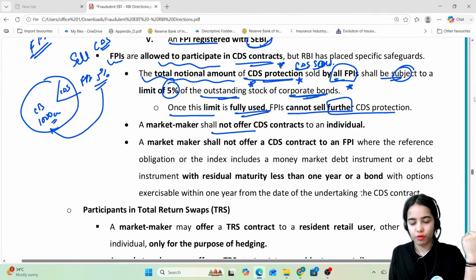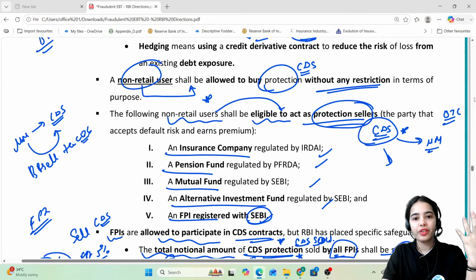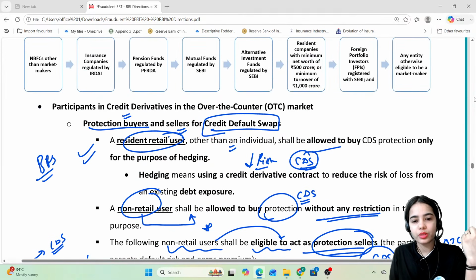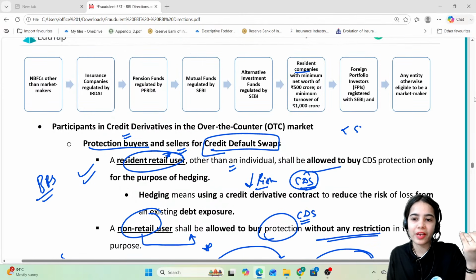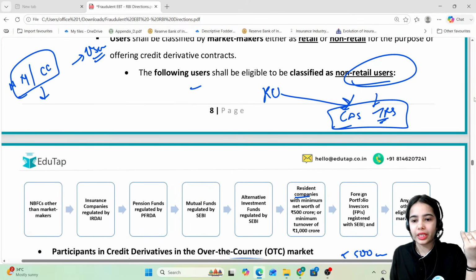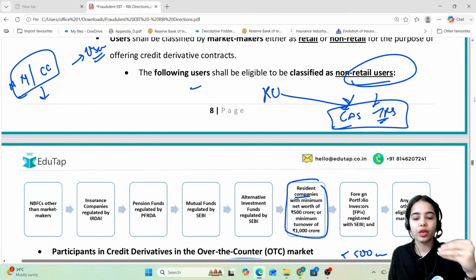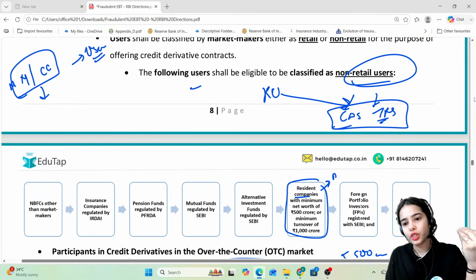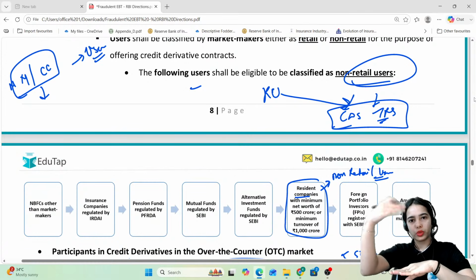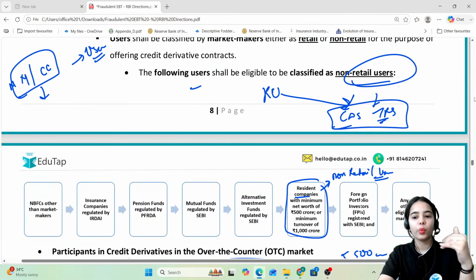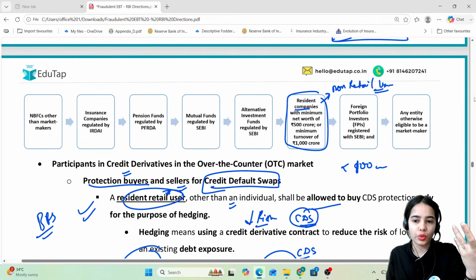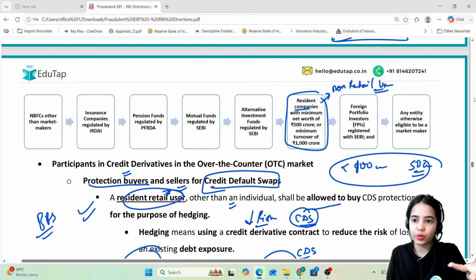Now a market maker shall not offer CDS contracts to an individual. So even if we are talking about the retail users, they are, let's say, resident companies with less than 500 crore of net worth and such. Resident company with minimum net worth of 500 crore or minimum turnover of 1000 crore, they are the non-retail users. What if they have the net worth of 100 crores only, or the turnover of 50 crores only? So that means they are not the non-retail users, they are the retail users then.